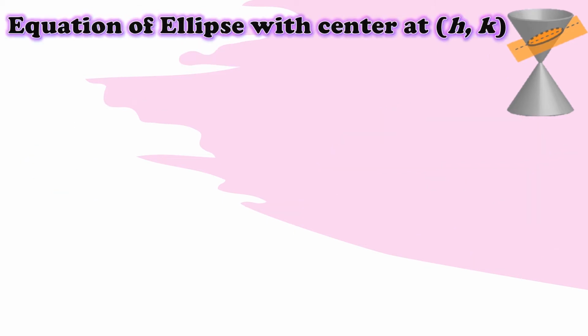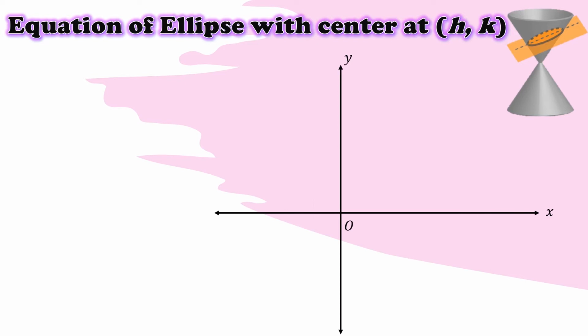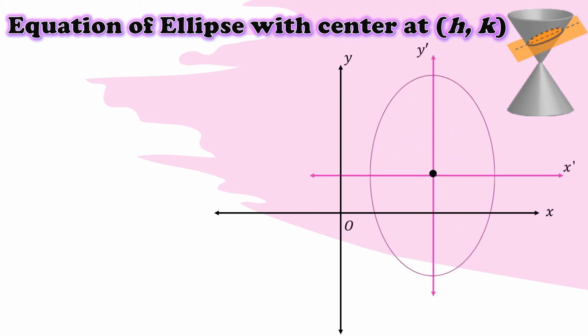Now let us have the equation of the ellipse with center at (h, k) and whose major axis is parallel to the y-axis. Still, we have the new axes drawn from the axes of the ellipse. We have the center at (h, k). The distance between the center and the vertex is a units. The distance between the center and a co-vertex is b units.